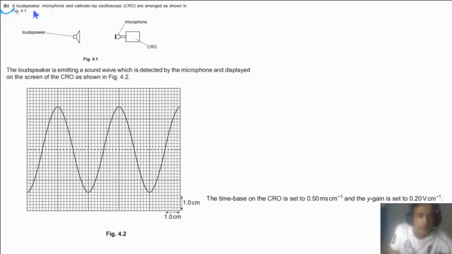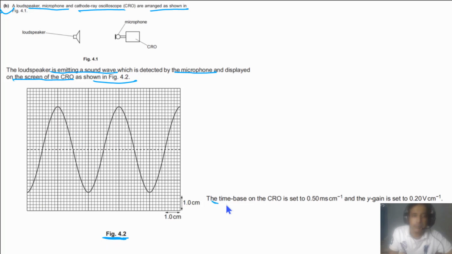For part B, it is given to us a loudspeaker, microphone and CRO are arranged as shown in the figure. So we have loudspeaker, we have microphone and we have CRO. The loudspeaker is emitting a sound wave which is detected by the microphone and displayed on the screen of the CRO as shown in figure 4.2. So here we have figure 4.2. Time base setting for CRO is 0.5 milliseconds per centimeter and Y gain is 0.20 volts per centimeter.